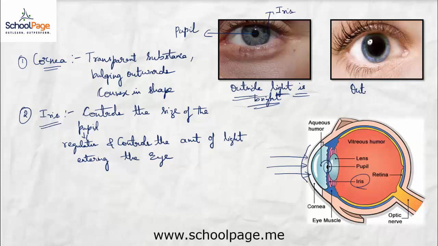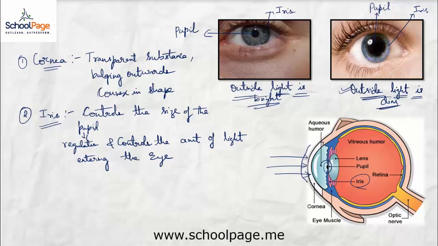So when outside light is dim, you may notice that the size of the pupil has increased, whereas the size of the iris is reduced. Here, since the outside light is dim, the pupil has become large so that more light enters into the eye of a person.